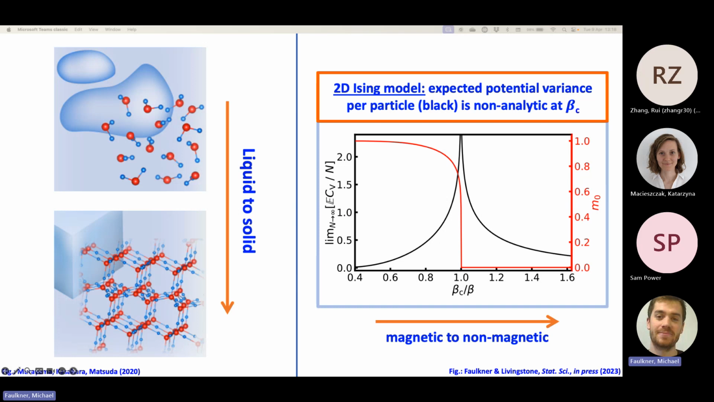And then in the case of the 2D Ising model, which we'll talk about in more detail in a second, it doesn't matter too much about the model at this stage. But as you go from the magnetic phase at low temperature to the non-magnetic phase at high temperature, the expected variance in the potential per particle, which is this curve in black, becomes strongly non-analytic at the phase transition here at 1. This sort of non-analytic behavior is what you typically find. In fact, this non-analytic behavior is what you find at phase transitions, so it's sort of what defines a phase transition, essentially.